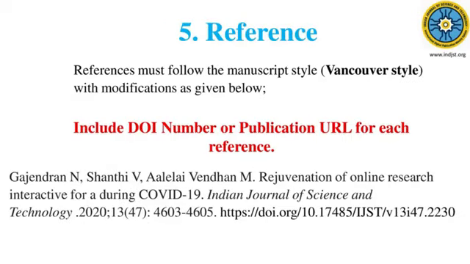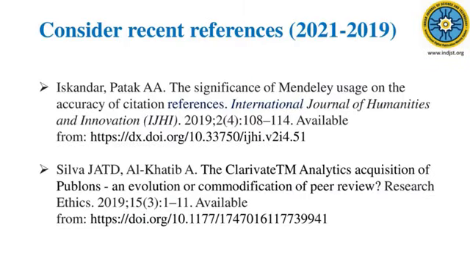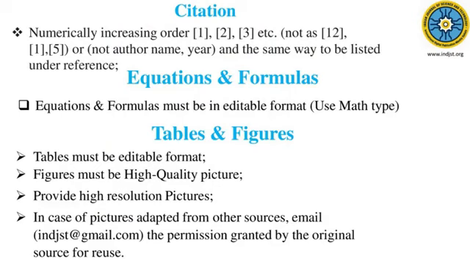References. References must follow the manuscript style, Vancouver style, and include a DOI number or URL for each reference. Model references are given below and on the next page. You must write the references in this format. Use recent references, 2019 to 2021. Citations should be in numerically increasing order as given on the page.